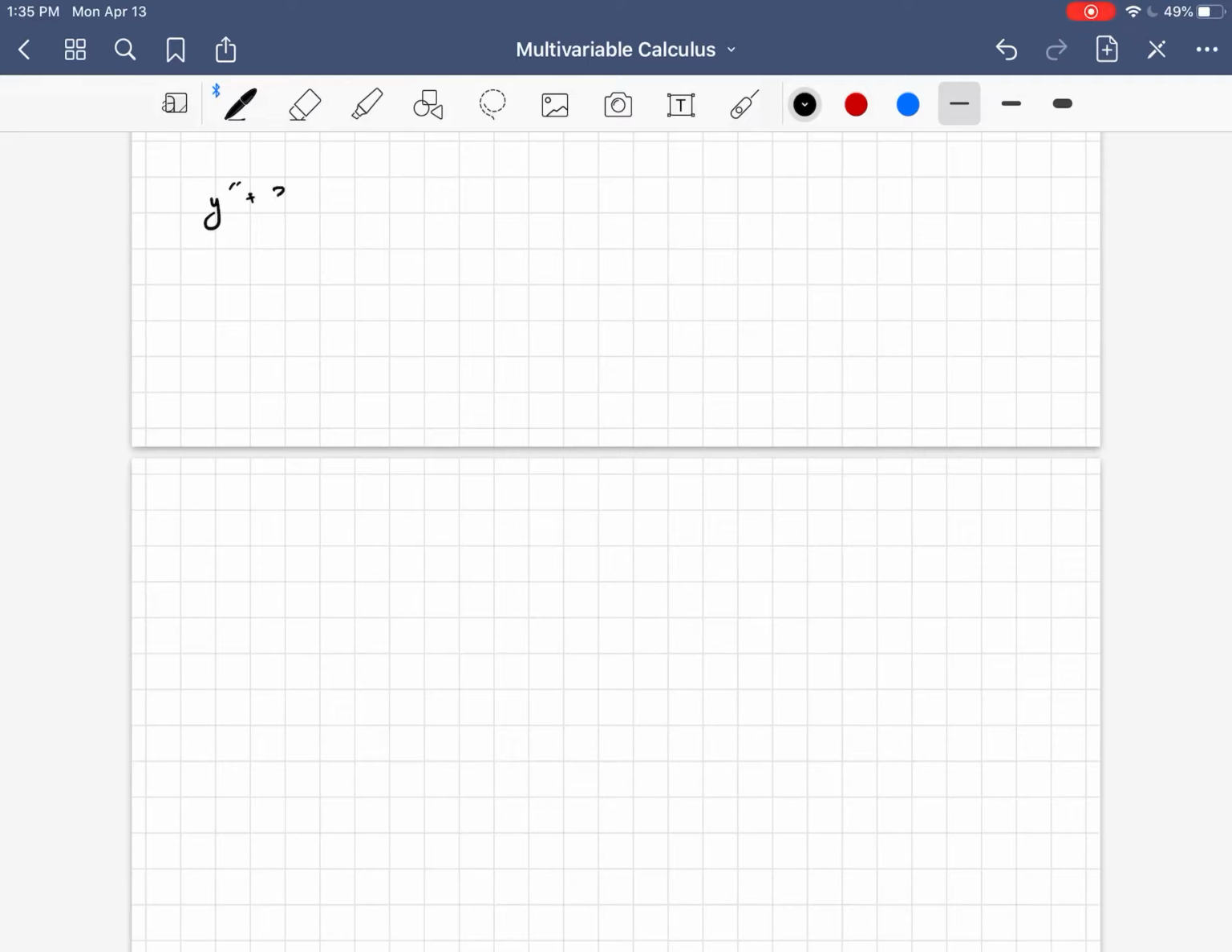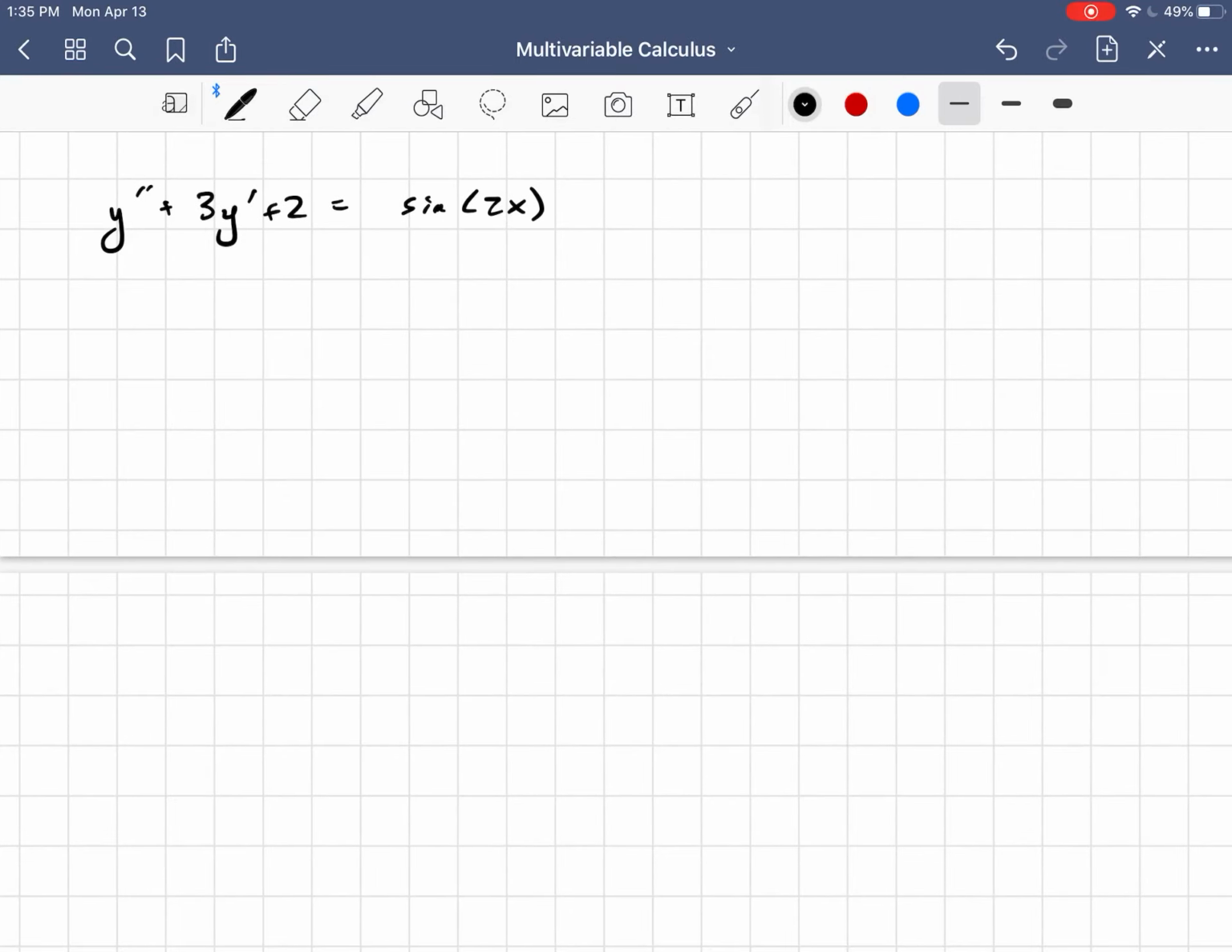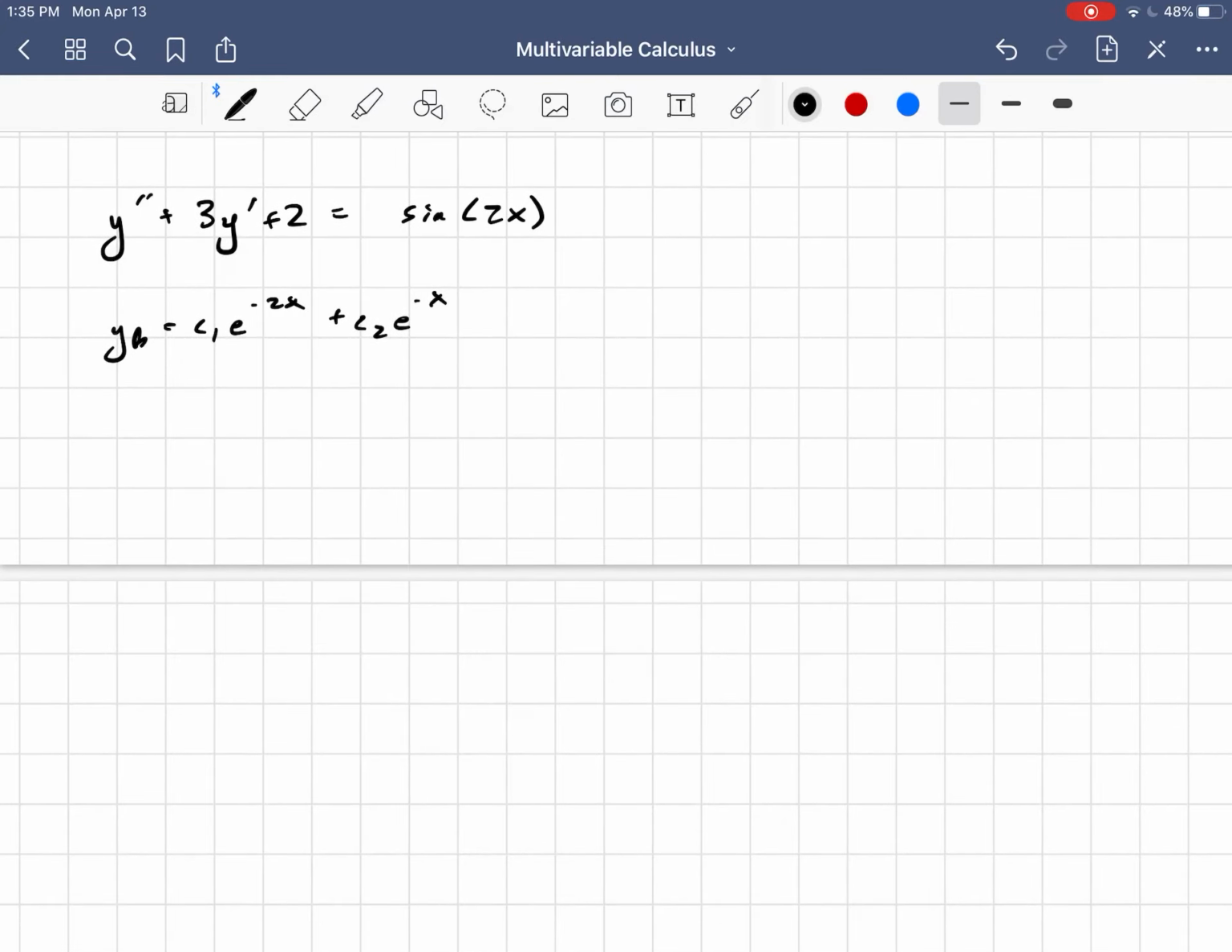I do have one more case to consider, and that's with sines and cosines. So let's consider the same equation. Let's say that's equal to sine of 2x. Our y sub h is still c sub 1 e to the negative 2x plus c sub 2 e to the negative x. And now our y sub p, our guess, it shouldn't just be of the form a sine of 2x, because when we differentiate the sine, we're going to get a cosine. So it should be a linear combination of sine and cosine of 2x. In other words, a sine of 2x plus b cosine of 2x. Because we need this part of cosine to cancel out when we differentiate the y sub p.